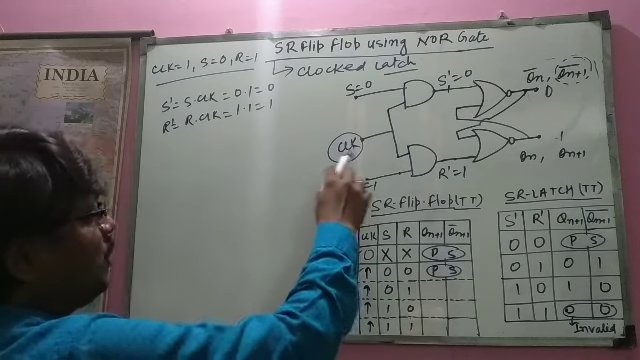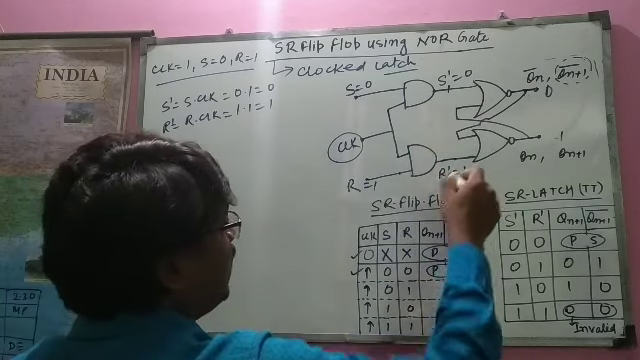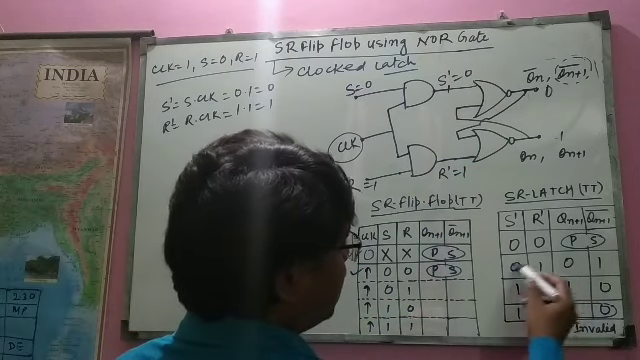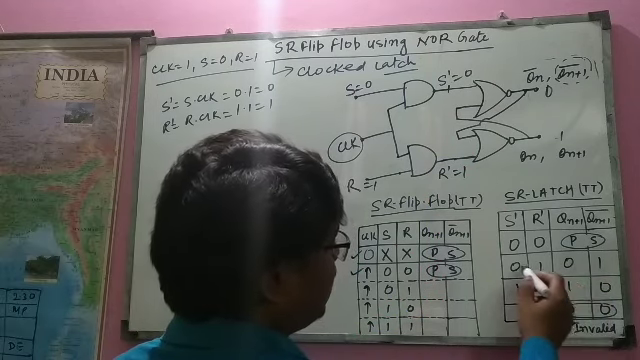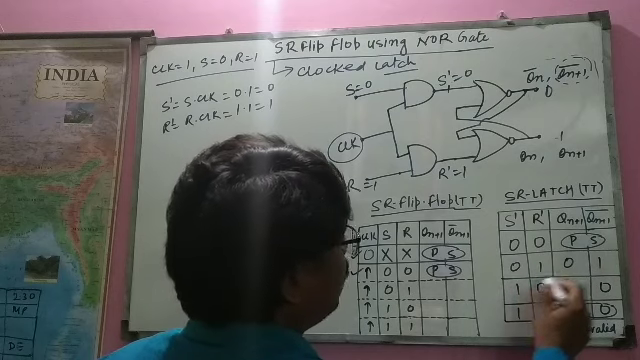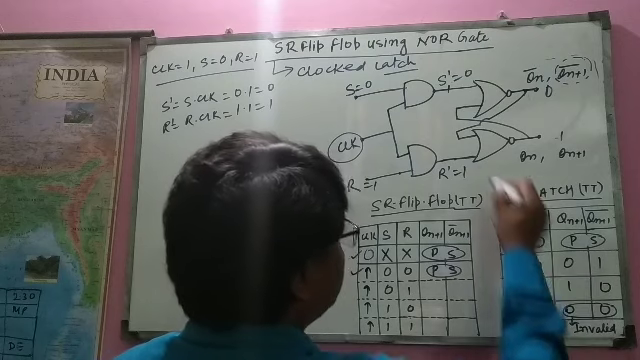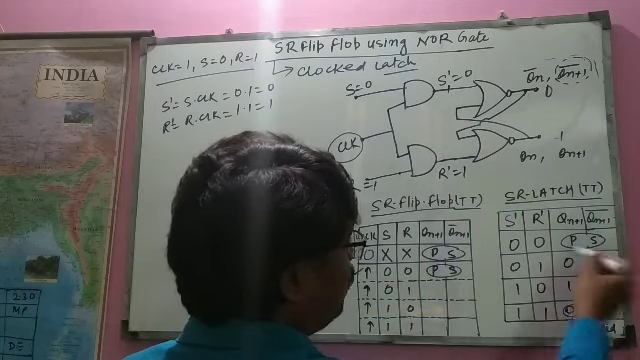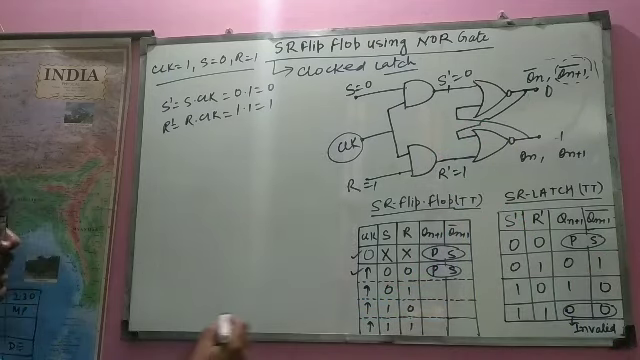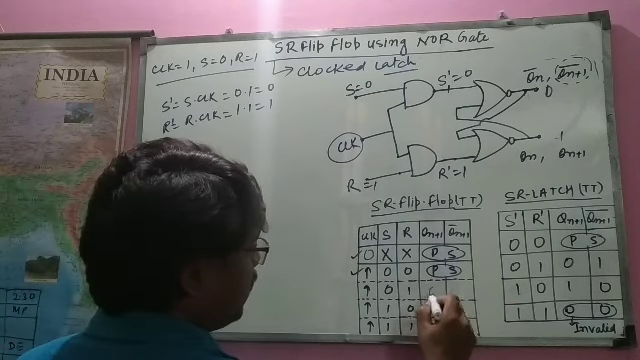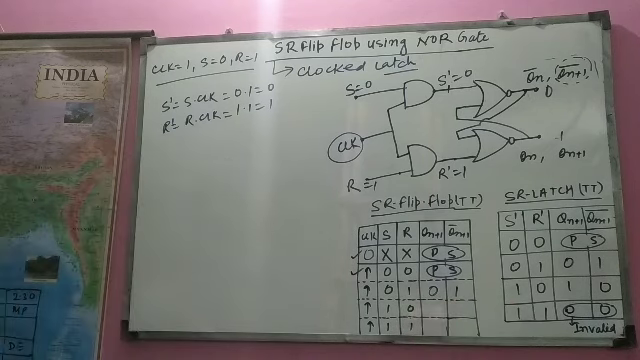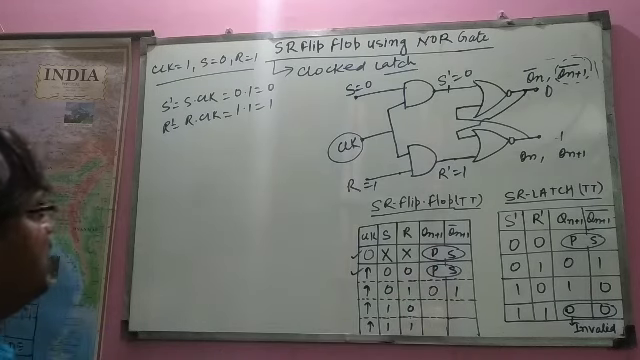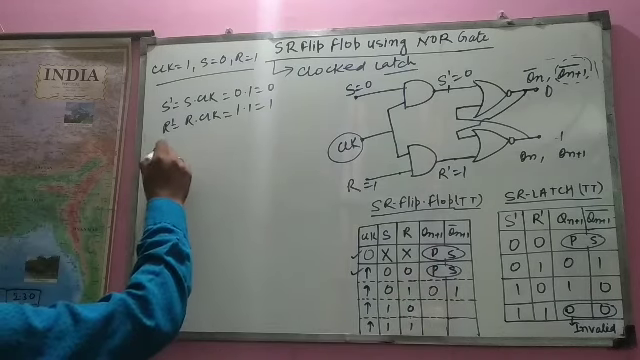So if clock is 1, S dash is 0 and R dash is 1. So we can directly get the result from here. If S dash is 0 and R dash is 1, then what will be the output? Output will be this 0 and 1. Okay, this is one method. Another is method 2.